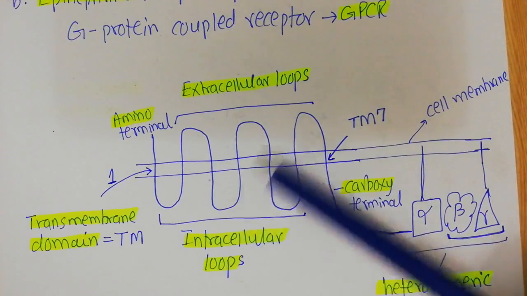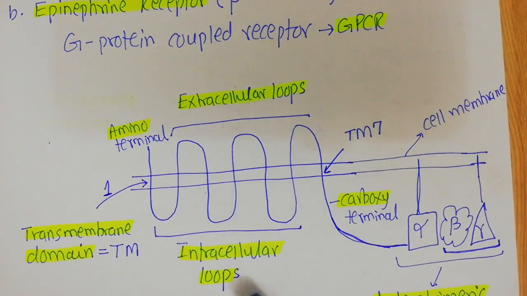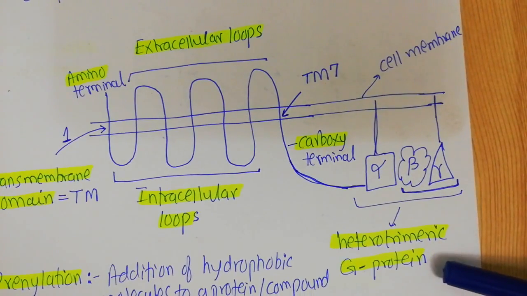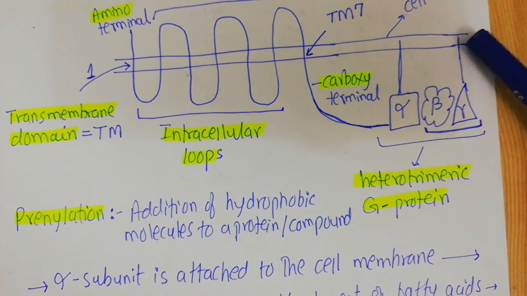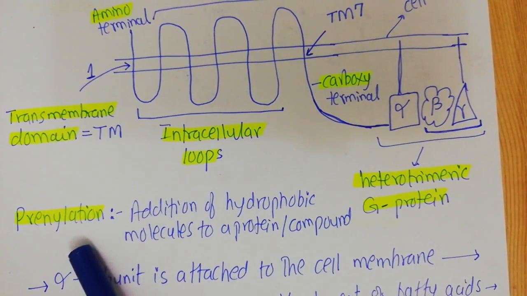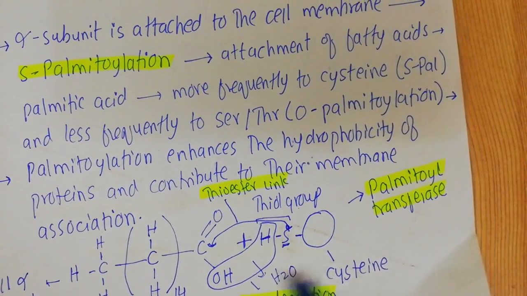We discussed in detail the structure of the receptor: it has the transmembrane domain, the extracellular loop, the intracellular loop, and then the carboxy terminal. To this receptor, a heterotrimeric G protein is attached. Then we discussed the attachment of the alpha subunit and the gamma subunit to the cell membrane, and I told you that the phenomenon responsible for this is prenylation. We discussed S-polymethylation as a subtype of prenylation, in which we add the polymethyl group to the cysteine amino acid of the alpha subunit with the help of the enzyme polymethyl transferase.